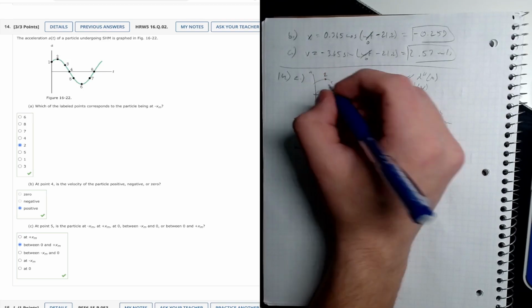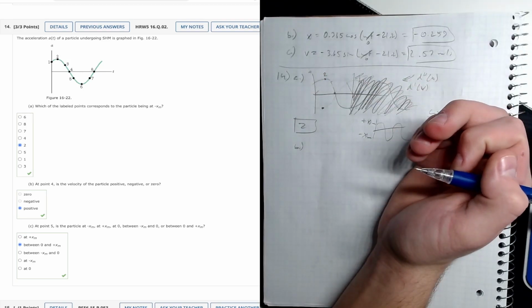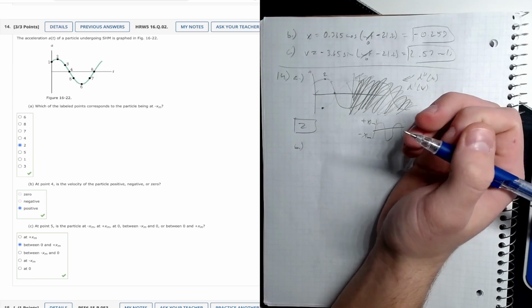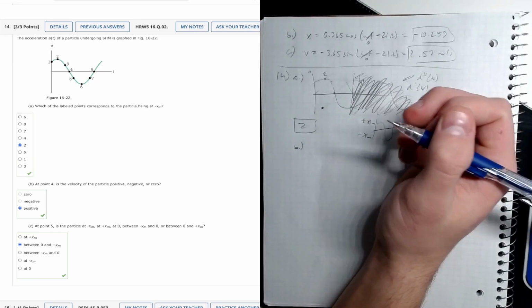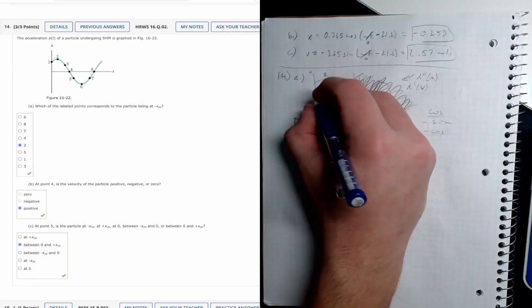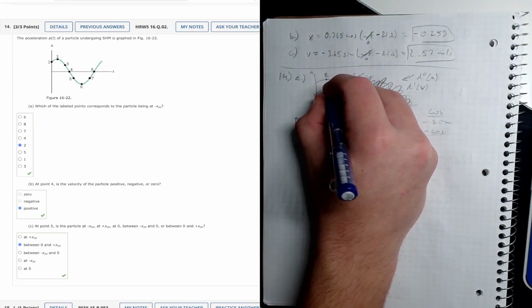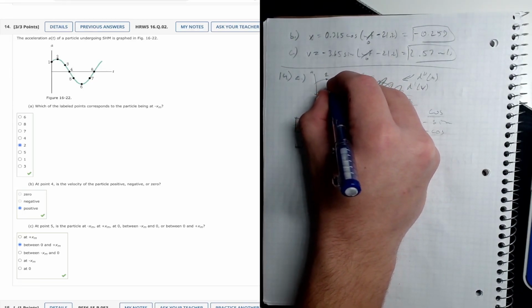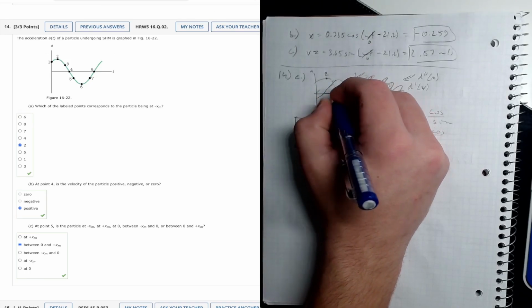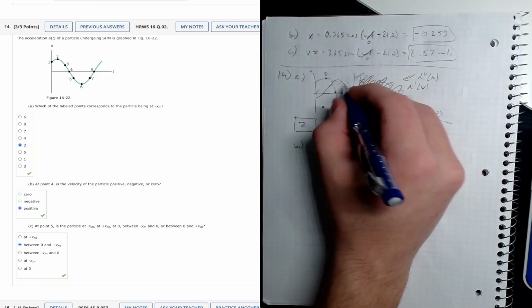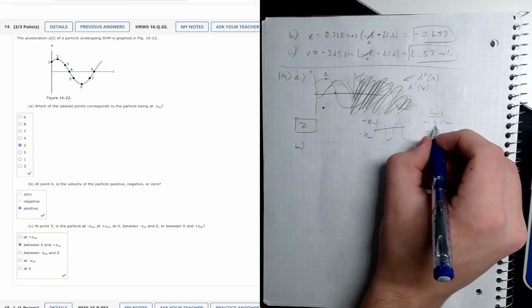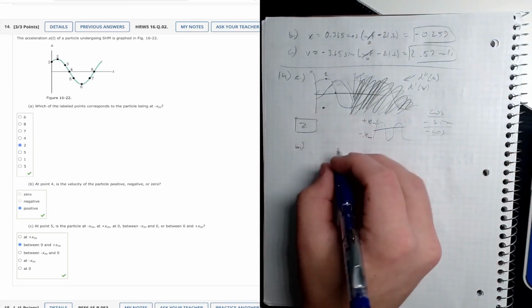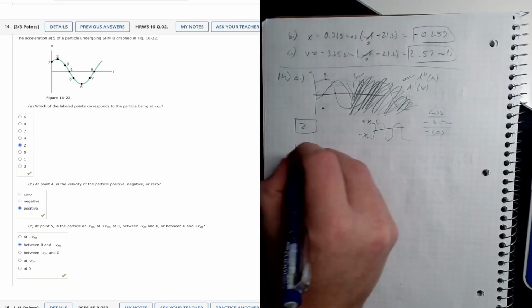How will this be shaped again? It'd be like this, basically. Something like that, like it would be there. So no matter what, it would be positive anyways. That's just because of the velocity, that one. So positive, and now C.